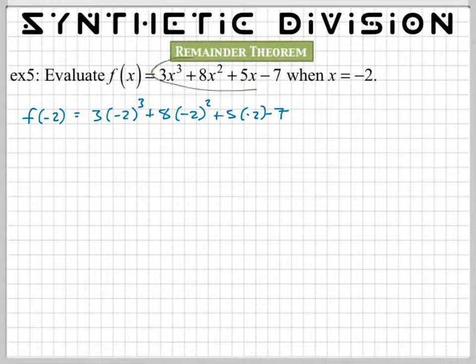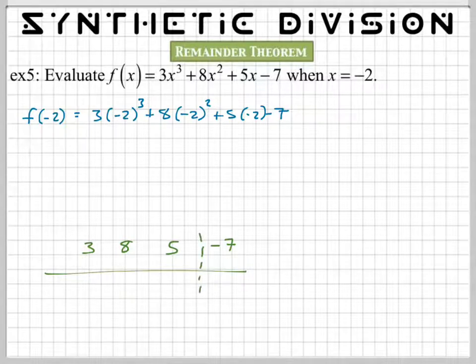Alright, we're not missing any terms, so let's go ahead and set up our synthetic division. We write out all of our coefficients. So we have 3, 8, 5, and -7. It's so interesting to me that this works. Okay, and then I have my multiply box right there. Alright, I'm set up. I like to put this dotted line right there, right before the last number, so I know what number is my remainder.